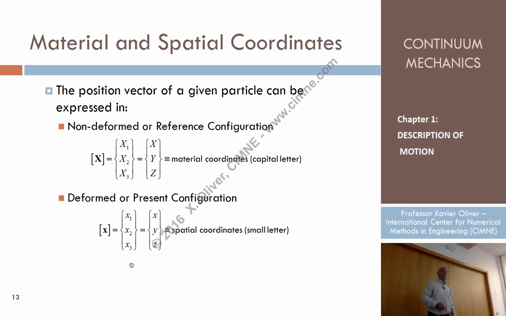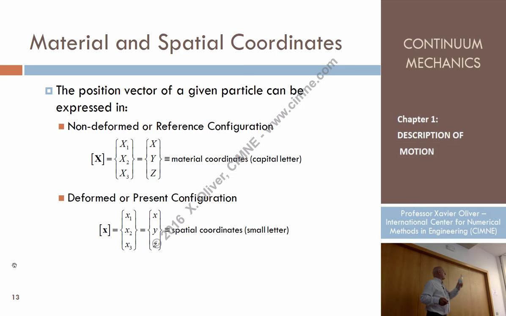And of course, there will be also three coordinates, x1, x2, x3, or indifferently, I will also use the notation small x, small y, small z. So we have now defined, for the same particle, two different definitions of coordinates. One is the material coordinates of a particle. For this particle that is moving along time and space, those are the coordinates that the particle had at the reference configuration. Okay? And they are denoted by capital letters.